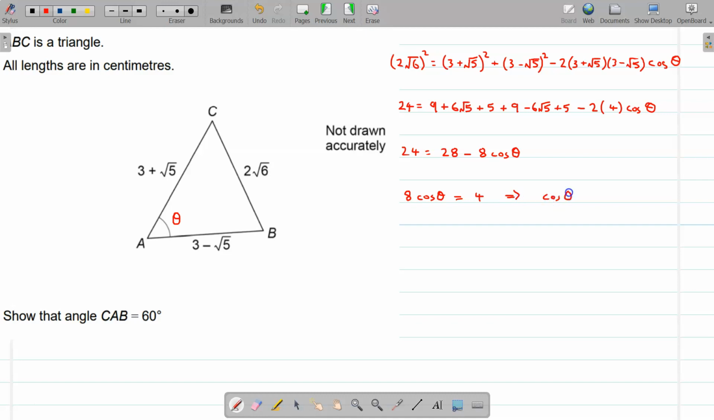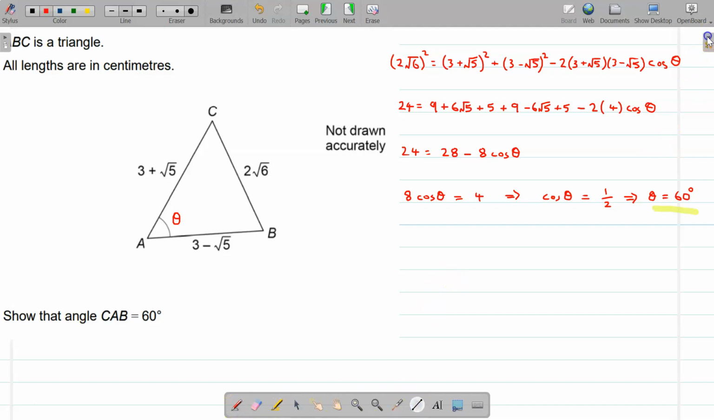Okay, cos theta is 4 over 8, which is a half, and the inverse cosine of a half is 60 degrees. Okay, and you can just quote that because you're supposed to know that. So theta equals 60 degrees. Okay, and just to quickly remind you where that comes from, if you took an equilateral triangle, I'll show you this very quickly.